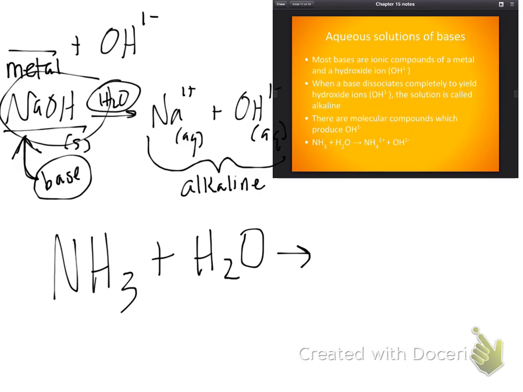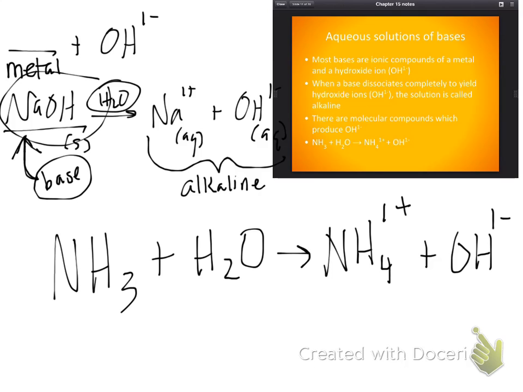Ammonia. And when we put NH3 in water, so this is a molecular compound, we add it to water, we get NH4 1 plus, and OH 1 minus. What is this product? What's that called?